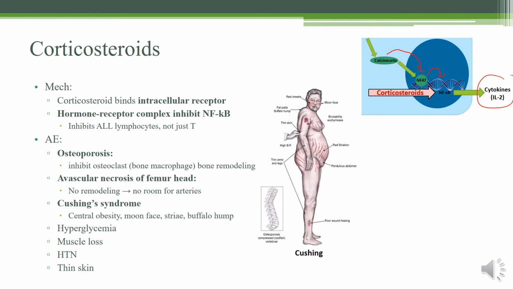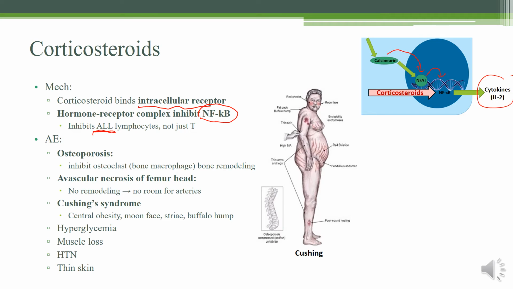Now, corticosteroids work by binding onto intracellular receptors. This is a very commonly asked question. You have to understand that corticosteroids are fat soluble, so they'll pass right through the cell surface membrane. And when they pass right through the cell surface membrane, they're going to bind onto these intracellular receptors. These intracellular receptors will work in a complex that inhibits NF-kappa B. And inhibiting NF-kappa B means that you're going to inhibit all of the lymphocytes, your entire immune system.